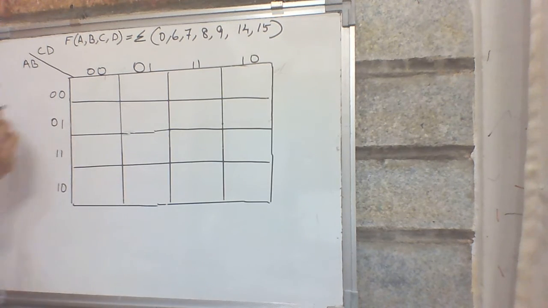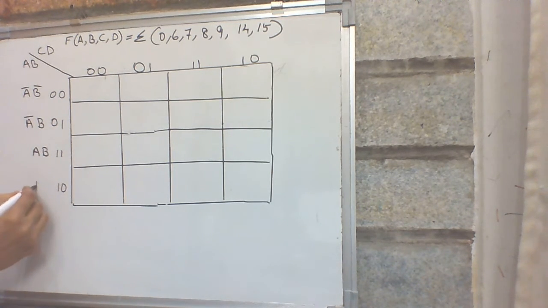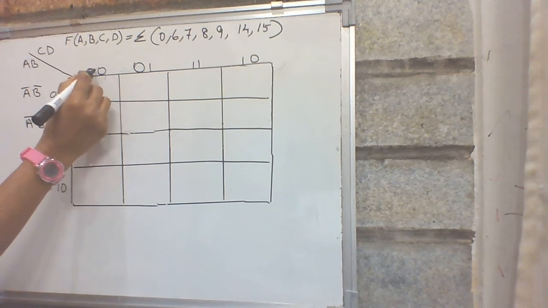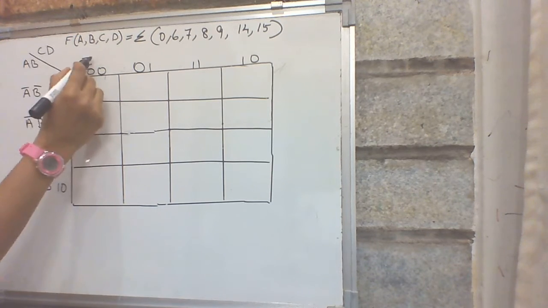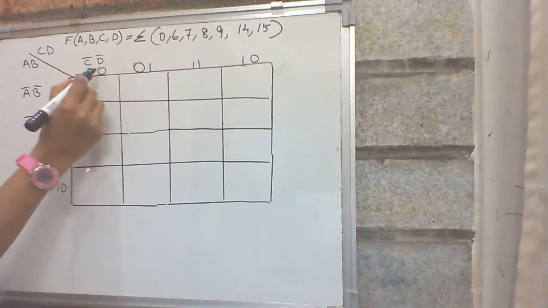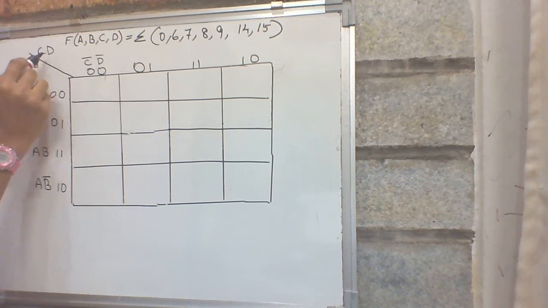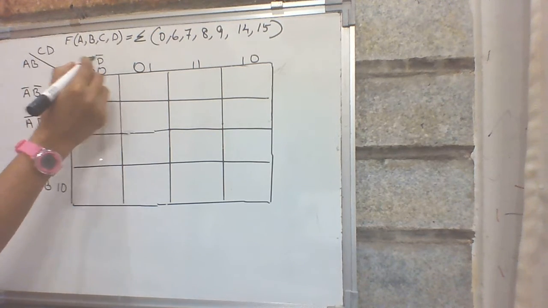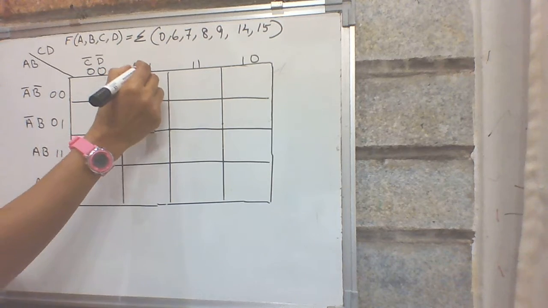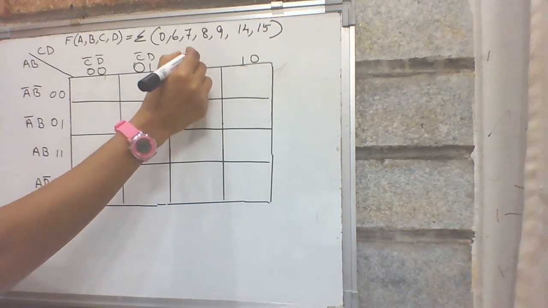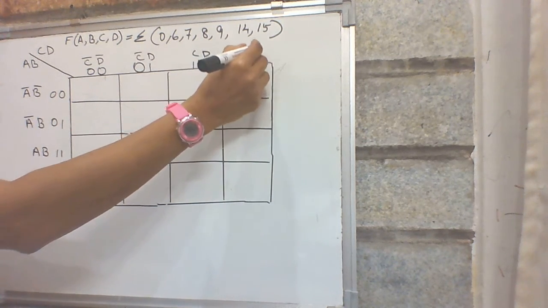Then this 0, 0. How to represent this 0, 0? A bar, B bar. 0, 1 is A bar, B. 1, 1 is A, B. 1, 0 is A, B bar. What is the value of 0, 0? C bar, D bar, because this 0, 0 is for the second variables C and D. Then 0, 1 means C bar, D, then C, D, then C, D bar.